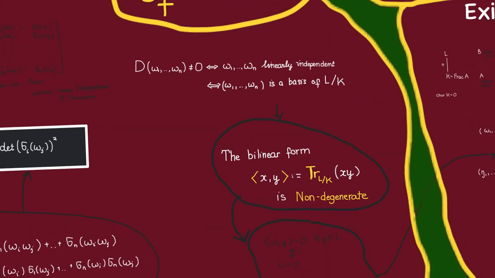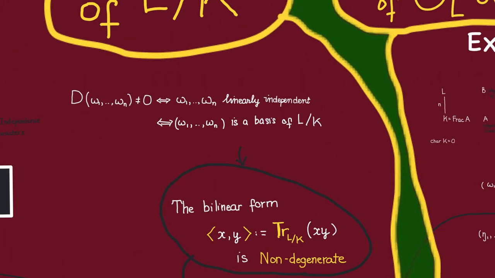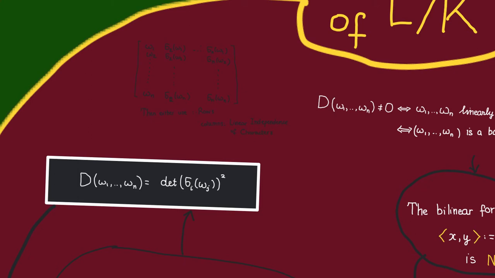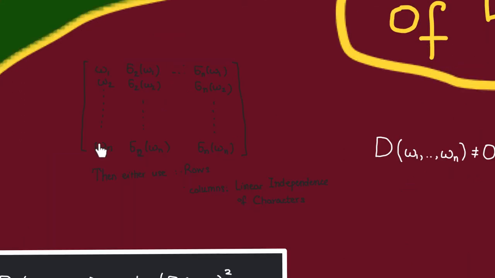From this, we see then that the discriminant of omega i is non-zero exactly when the omega i's are linearly independent, i.e. if and only if they form a basis of L over K. So why is that? Well, this discriminant is non-zero if and only if this determinant is non-zero, i.e. if and only if this matrix here is invertible. Now observe that any relations amongst the omega i leads to a relation amongst the rows and vice versa. So the matrix is invertible, i.e. the rows are linearly independent, if and only if the omega i's are linearly independent.